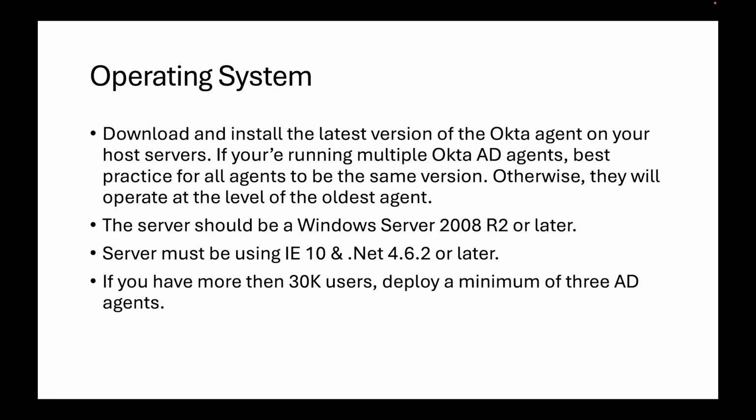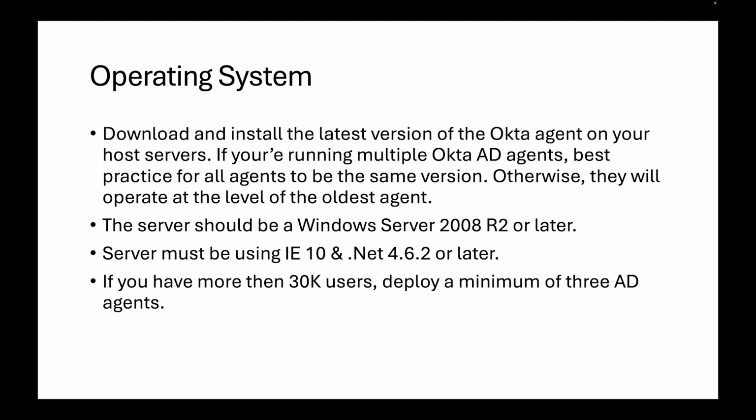And you want to make sure that all agents are, I'm just throwing a number out there, let's say if version is 5.1, you don't want one that's 4.3. That's essentially what this is saying. You want to make sure they are all on the latest one because they won't be able to operate at maximum capacity. The server should be Windows Server 2008 R2 or later. The servers must be using IE 10 and .NET 4.6.2 or later.